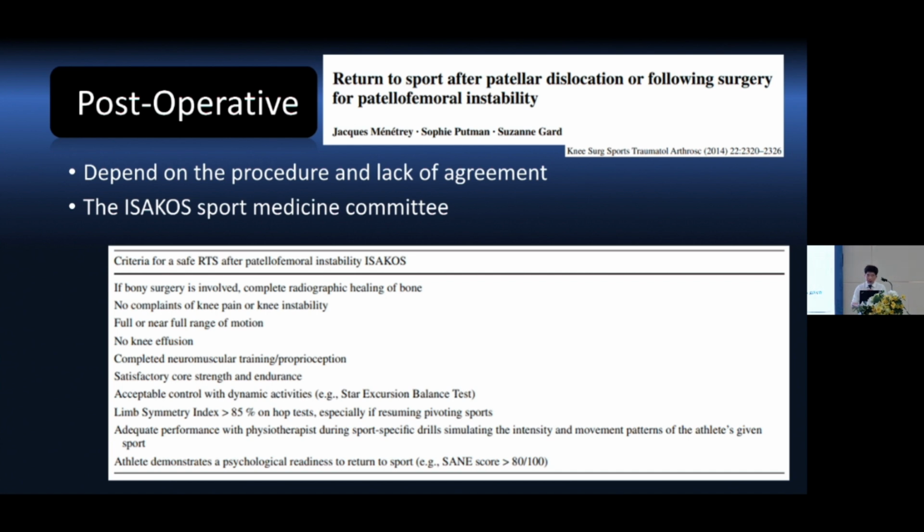Post-operative management depends on the procedure performed, and there is a lack of agreement on a specific approach. The time to return to sport ranges from 3 to 8 months. The ISAKOS Sports Medicine Committee has proposed criteria for a safe return to sport after patellofemoral instability, which include complete bone healing, no knee pain, full range of motion, no effusion, complete tendon healing, limb symmetry index more than 85%, and psychological readiness to return to sport.